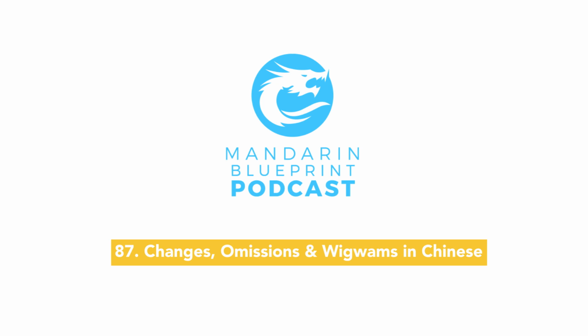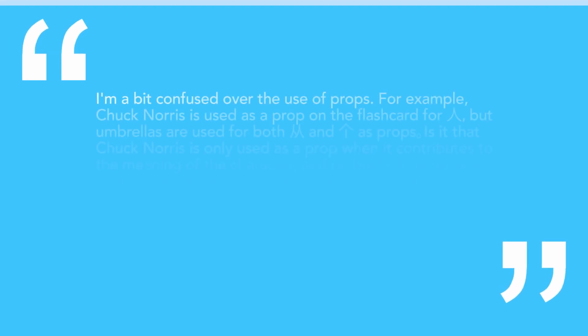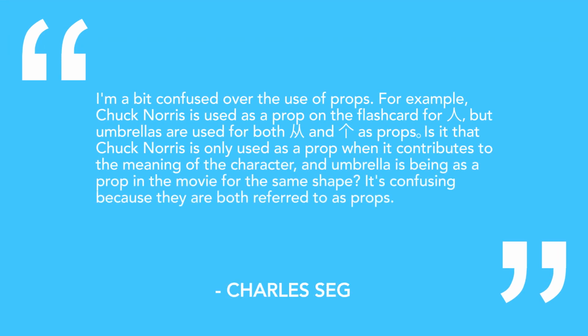The first one is from Charles Siegel, where he says, I'm a bit confused over the use of props. For example, Chuck Norris is used as a prop on the flashcard for Zhen, but he wrote in here the character Zhen, but really Chuck Norris represents the component version of Zhen, which is 2 strokes on the left side of a character. He says, but umbrellas are used for both tong and ge as props. Is it that Chuck Norris is only used as a prop when it contributes to the meaning of the character, and umbrella is being used as a prop in the movie for the same shape? It's confusing because they are both referred to as props.